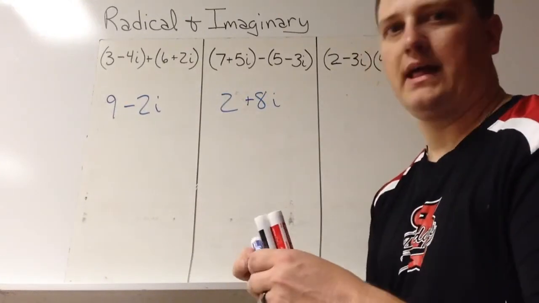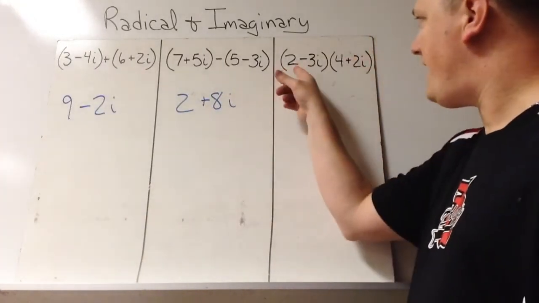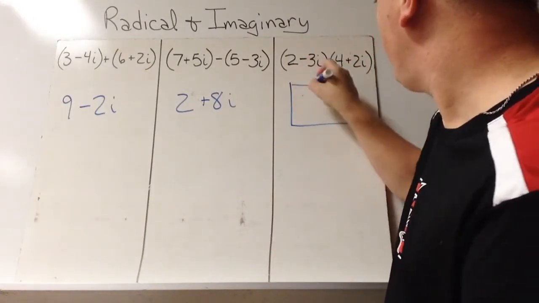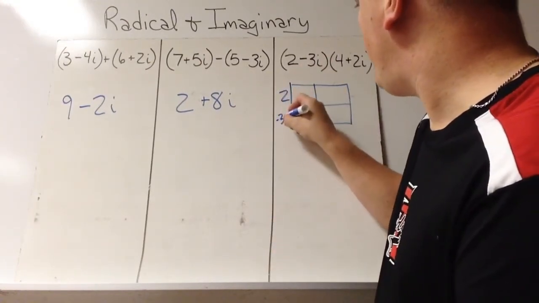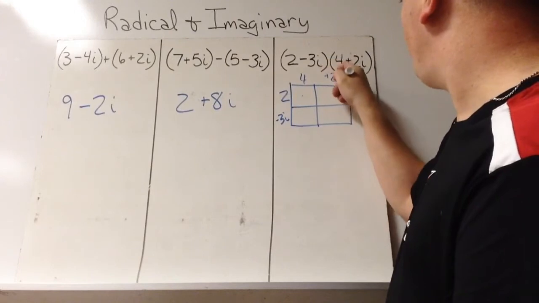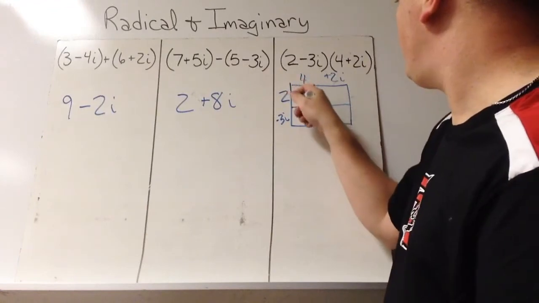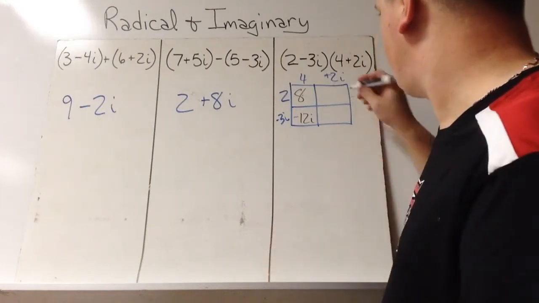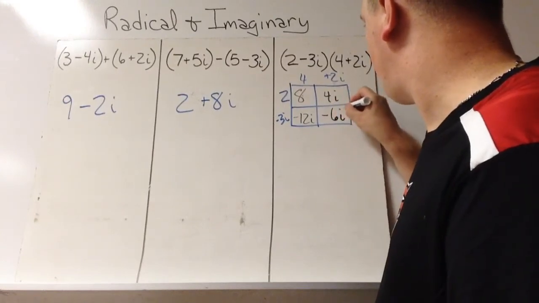The last version I'm going to show you is a little bit strange, but I want you to notice something. We have multiplication here, so we can do a Punnett square with the imaginary numbers. So we're going to go 2 negative 3i on the left side, and 4 positive 2i on the top, and then we fill in our box. So 8, this would be negative 12i. Notice the i's are acting just like x's. 4i, and this would be negative 6i squared.